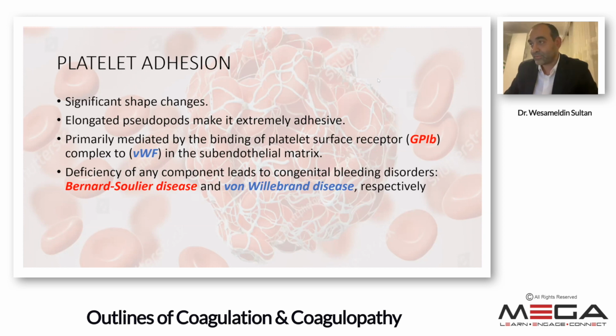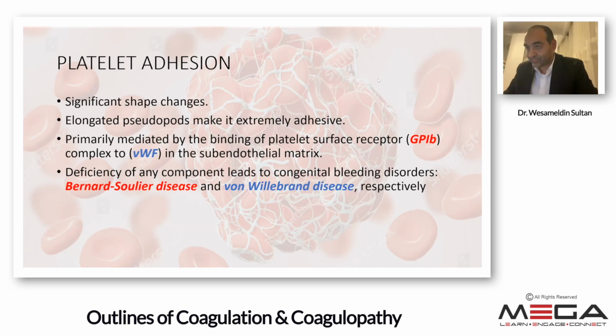So once the platelet has morphological changes, it directly binds to the site of injury with von Willebrand factor at specific receptors. Each platelet has specific receptors for von Willebrand factor. This happens in the subendothelial matrix, and this receptor is called glycoprotein 1b. So glycoprotein 1b and von Willebrand factor are both very important in platelet adhesion.